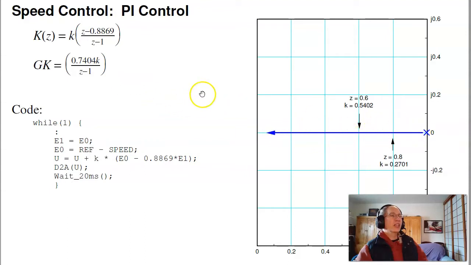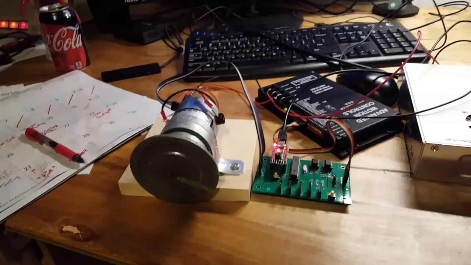In software, the only thing I had to do is, rather than saying that u equals u plus k times the error, u over the error is k over z minus 1. Cross multiply, bring the 1 right. The next value of u is the previous value of u, plus k times, and now that I have a 0, instead of k times the error, it's k times the error minus 0.88 times the previous error. And that places the 0.